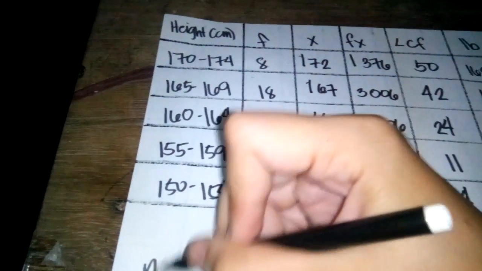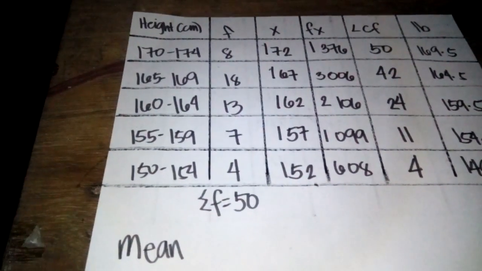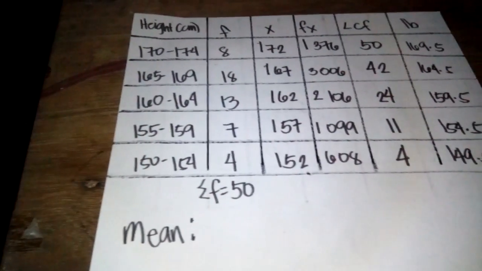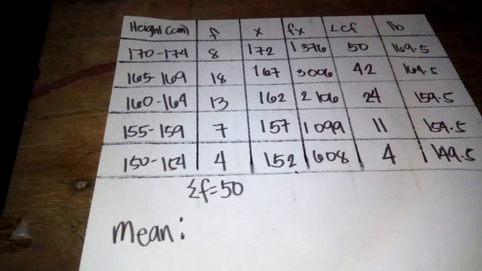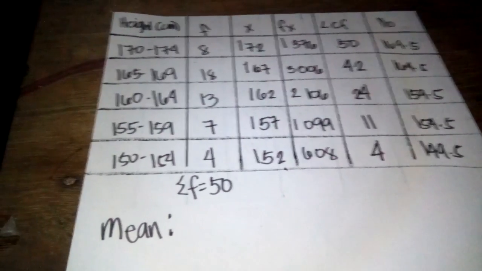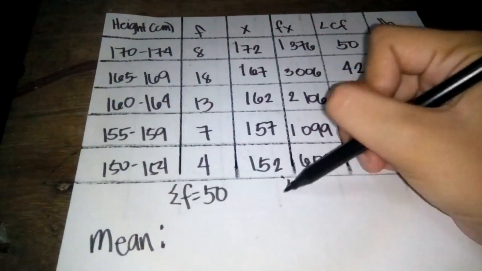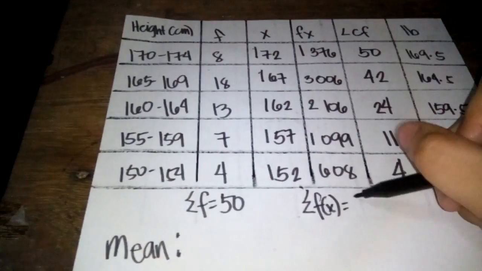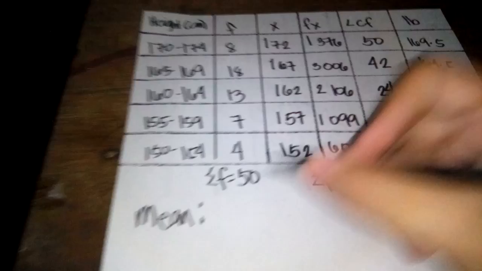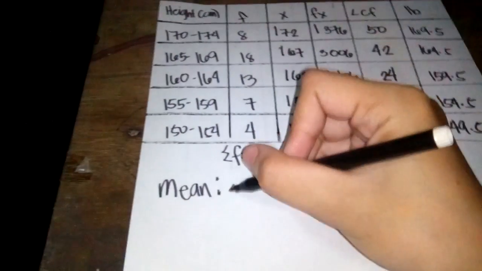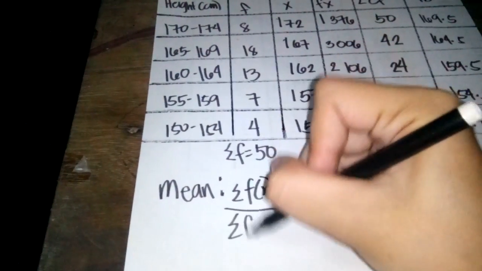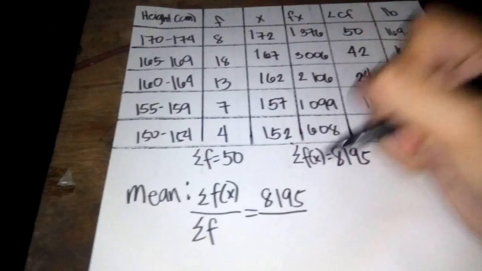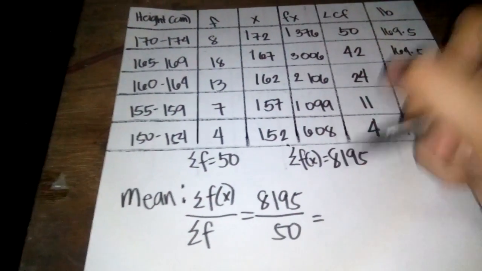So to compute the mean of the grouped data, first, get the total number of frequency data. Next is to get the total number of the frequency times class mark. So we have to get the total number here, which is summation of fx. That will be 8,195. So to get the mean, the formula is the summation of fx over the summation of f, or frequency rather. So 8,195 divided by 50, that will be 163.9.